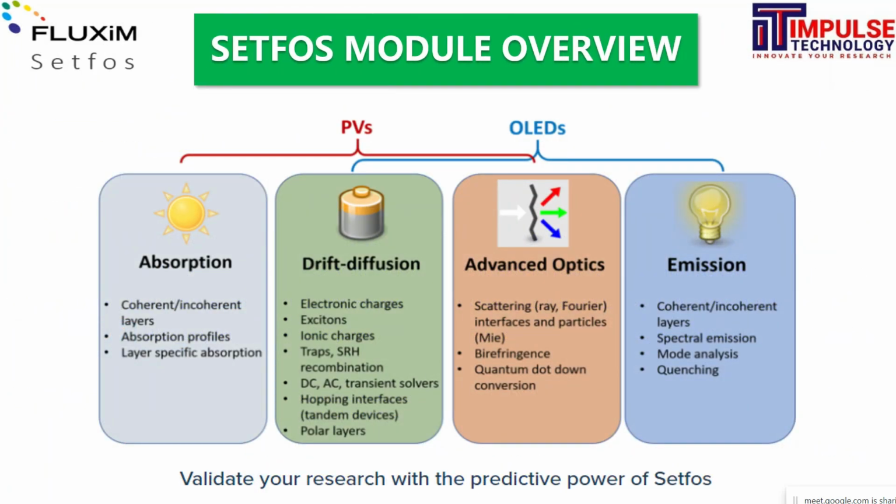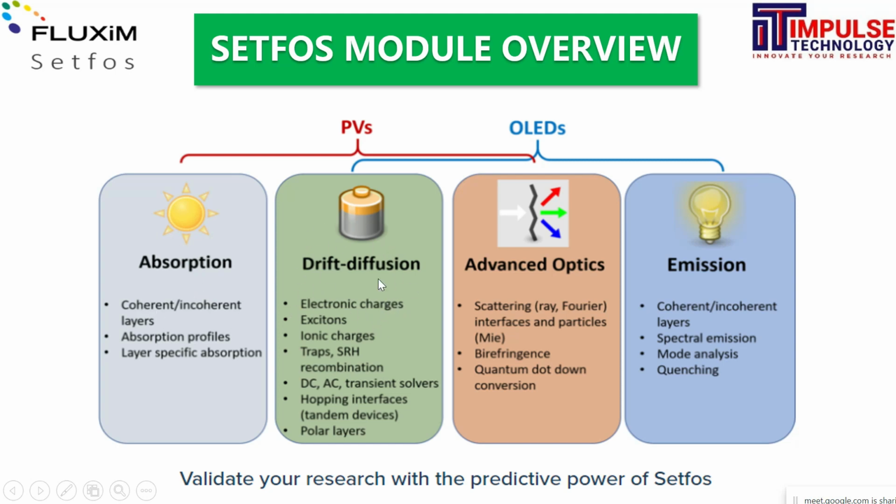Now let me discuss the modules of SATFOS. SATFOS comes with 4 modules. One is called the absorption module, which is required to calculate the optical properties, where you can define the sun spectrums, air mass 0, air mass 1.5, and calculate the absorption profile for any solar cell device. So for solar cell optical properties, this absorption module is required.